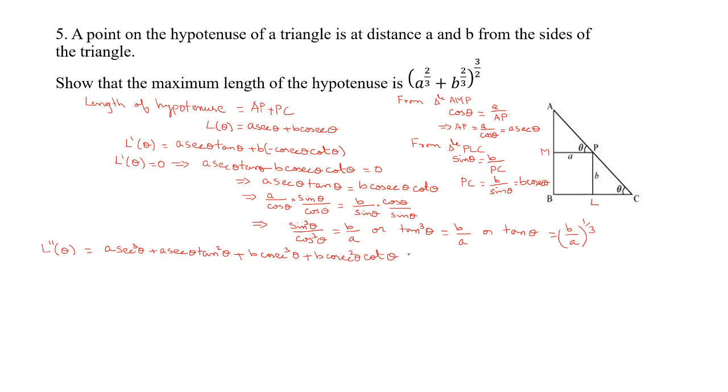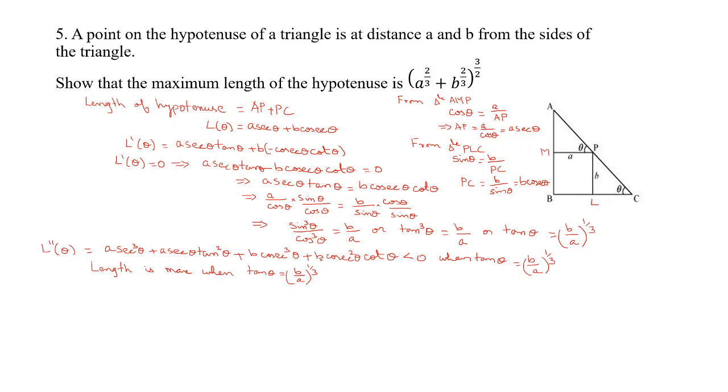Now we can show that this derivative is less than 0 when tan theta equals b by a to the power 1 by 3. So the length is maximum when tan theta equals b by a to the power 1 by 3. So now we will find the maximum length.